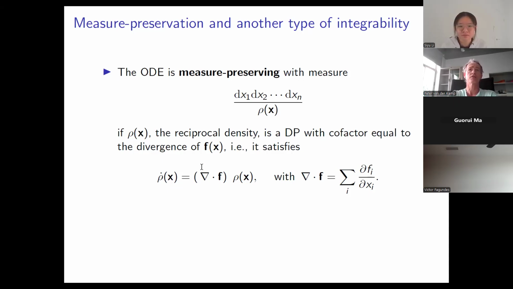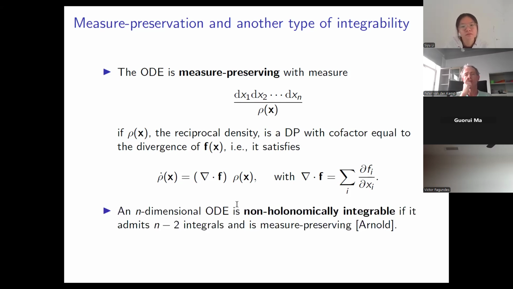So this is the definition of measure preservation, and the reciprocal density is a Darboux polynomial with cofactor equal to the divergence. So you can just calculate the divergence and then do a similar thing as with the integrals. You just have to solve a linear equation if all your cofactors are linear expressions, and you can find your density.